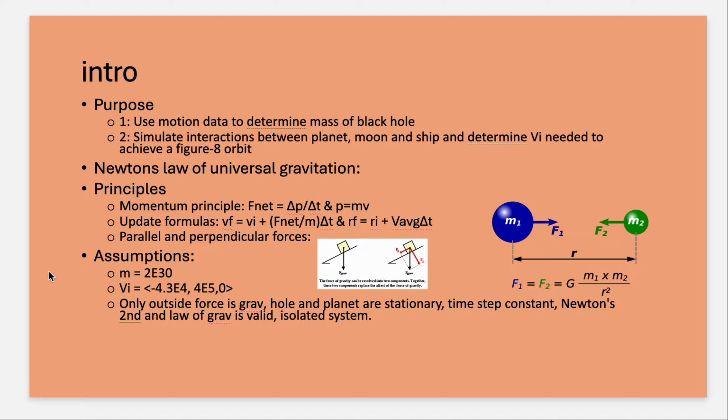The assumptions are that the mass was 2e30. This was the initial velocity, and the only outside force was gravity. The hole and planet are stationary, the time step is constant, and Newton's second law and the law of universal gravitation are both valid throughout, and the system is isolated.